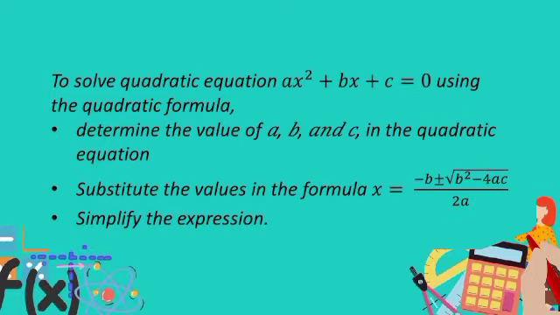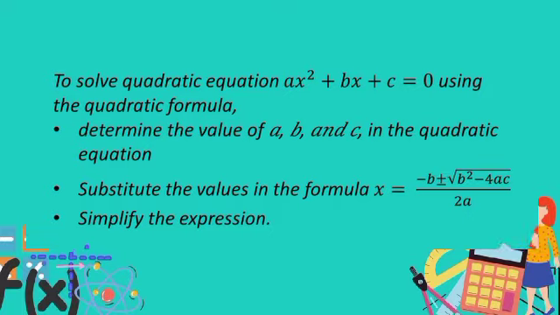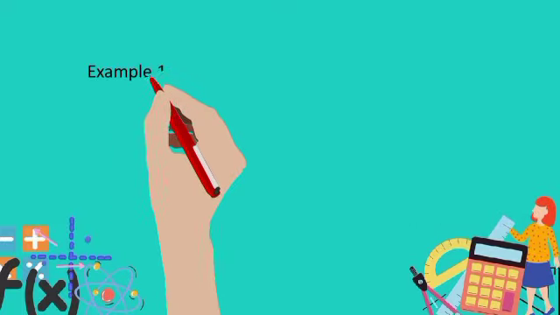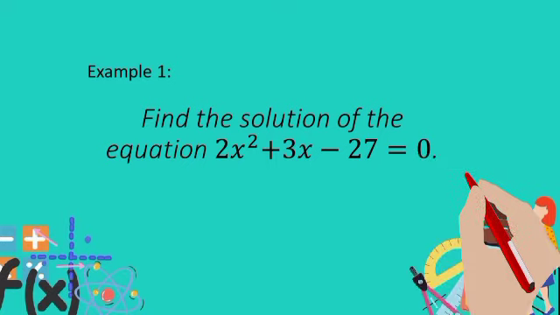To solve the quadratic equation using the quadratic formula, you need to determine the values of a, b, and c in the quadratic equation in the standard form ax squared plus bx plus c equals 0, and then substitute the values in the formula. Then simplify the expression. So always remember the steps, and let's have our first example.